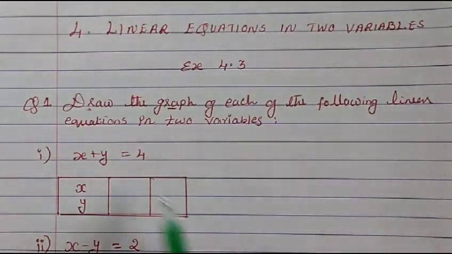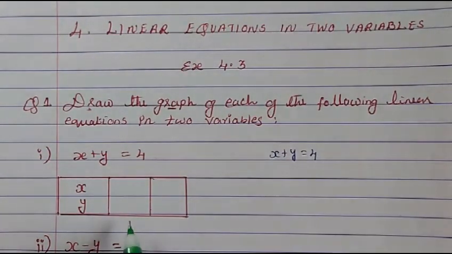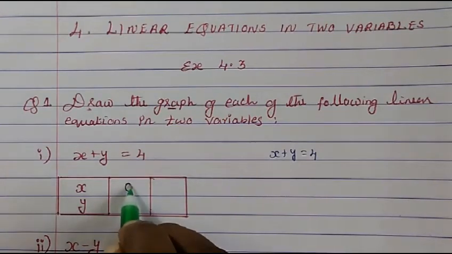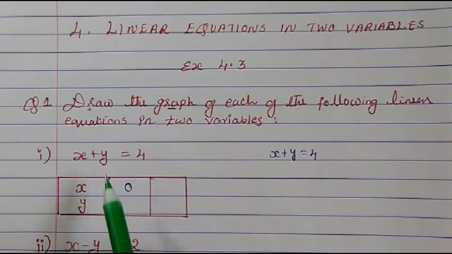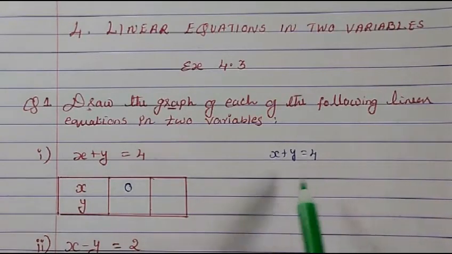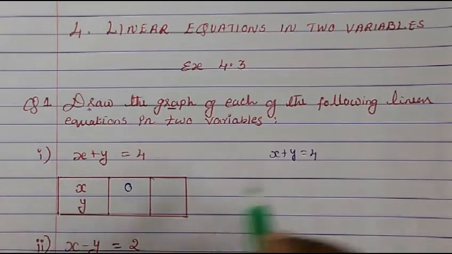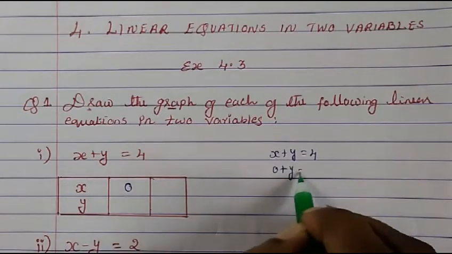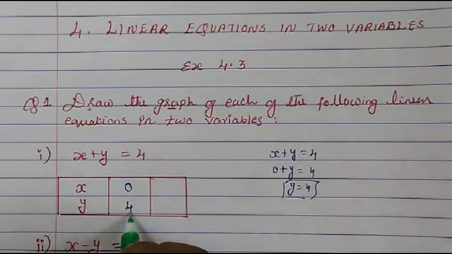So now this is our equation, x plus y equal to 4. So now if I take x as 0, this box is important, but this calculation you can do directly if you are able to. If not, you can calculate and find out. So now if I take the value of x as 0, then what will I get? So I'll get the y value as 4.